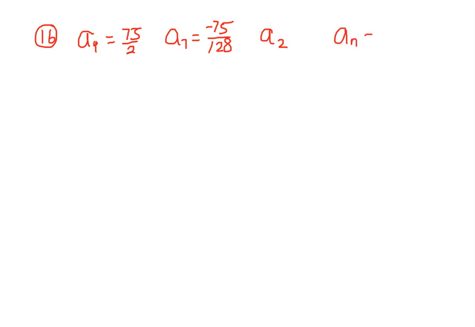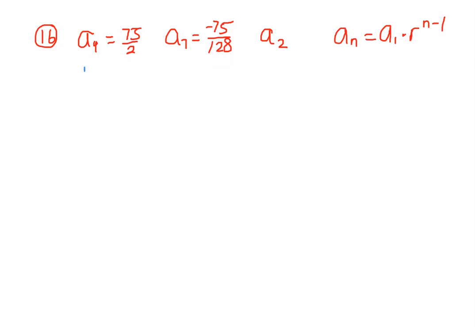And let's do the last one, number 16. We got a4 equals 75 over 2, and a7 equals negative 75 over 128. And we want to find a2. Well, let me put our equation over here. Okay, we don't know a1 and we don't know r. So we can do this kind of like what we did in the last one. There's lots of ways you can do it.